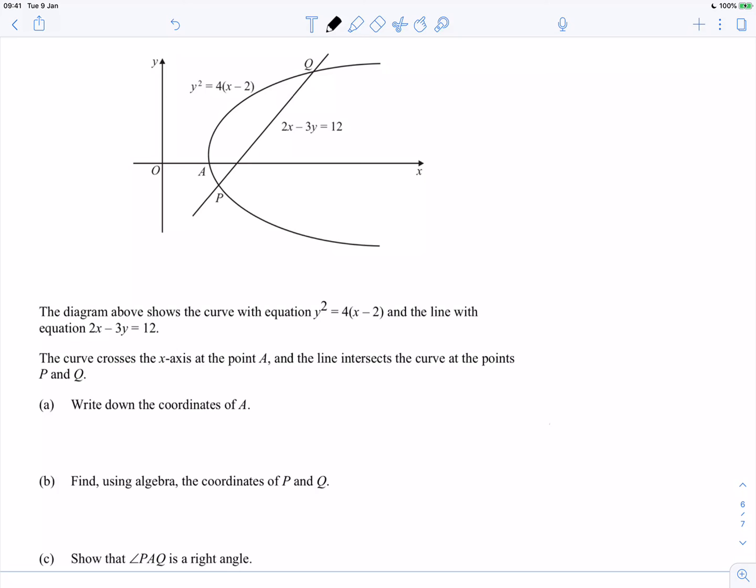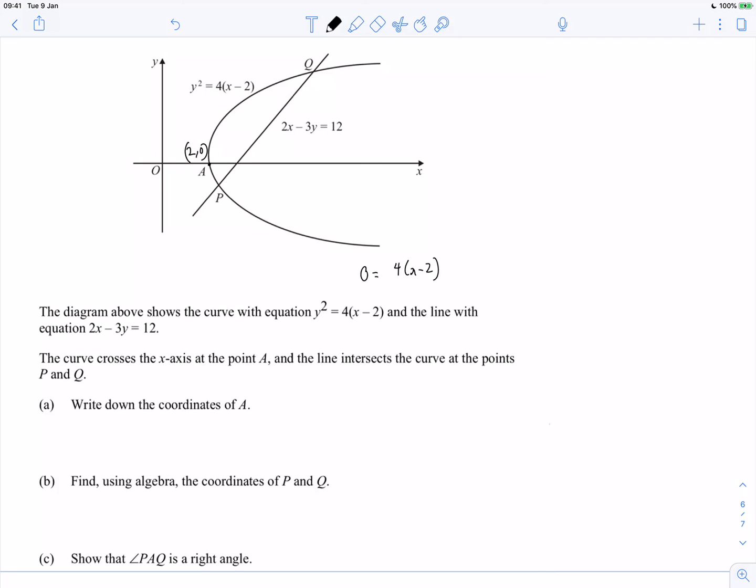Okay, the diagram above shows the curve with y squared equals 4 lots of x minus 2 and the line with the equation 2x minus 3y equals 12. The curve crosses the x-axis at the point A and the line intersects the curve at P and Q. Write down the coordinates of A. Well, if it crosses the x-axis, that means y is 0. So I have to solve 0 equals 4 lots of x minus 2, and that's clearly when x is 2. So this is (2, 0).